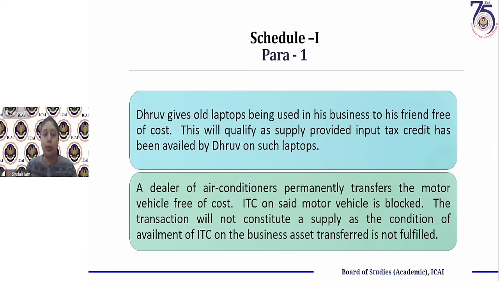Now, let us see examples. Dhruv gave his old laptops used in his business to his friend free of cost. This will qualify as supply, the only condition being that he should have taken ITC when he purchased those laptops. But at the time of giving those laptops to his friend, he has given them free of cost.